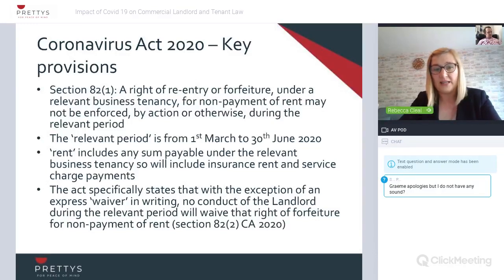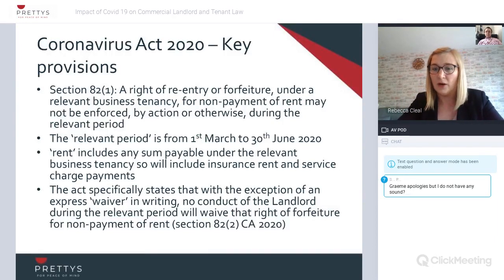So this section states that a right of re-entry or forfeiture under a relevant business tenancy for non-payment of rent may not be enforced by action or otherwise during the relevant period. So we've got a lot of additional definitions in there that I'll just talk through as well. So the relevant period for the purposes of the Act is the 1st of March to the 30th of June. So we're only talking about that period.